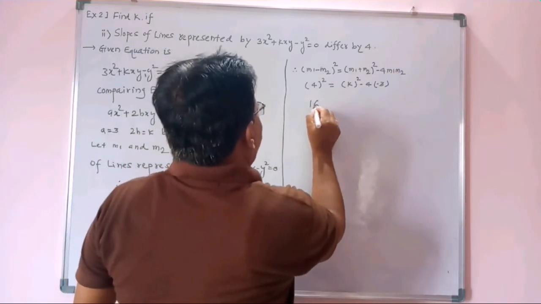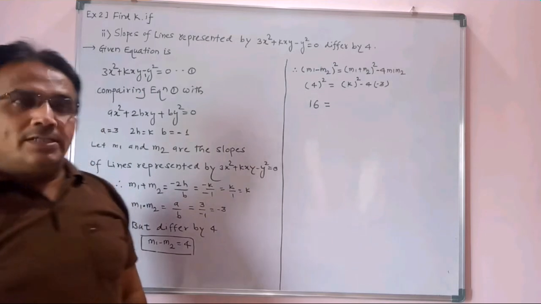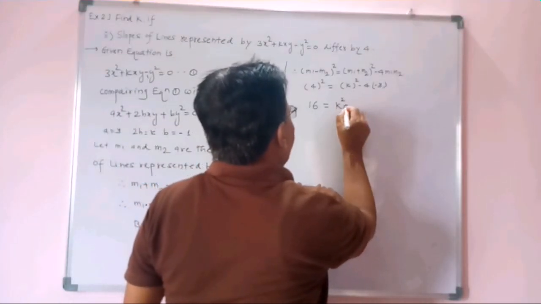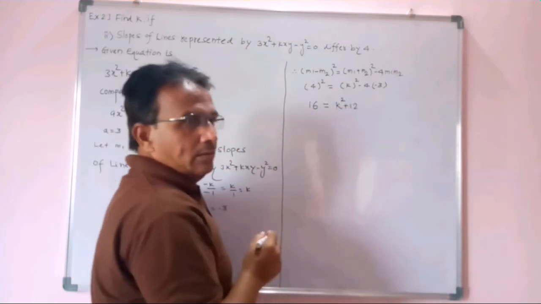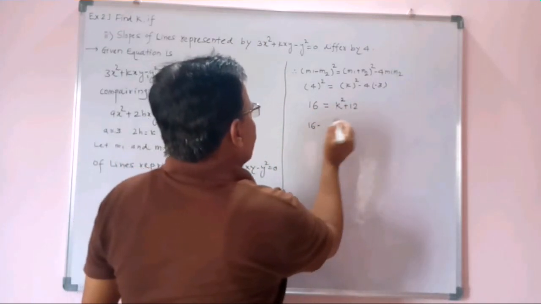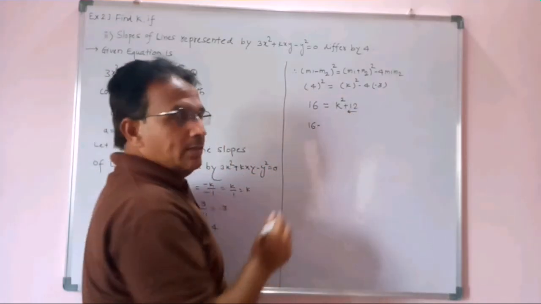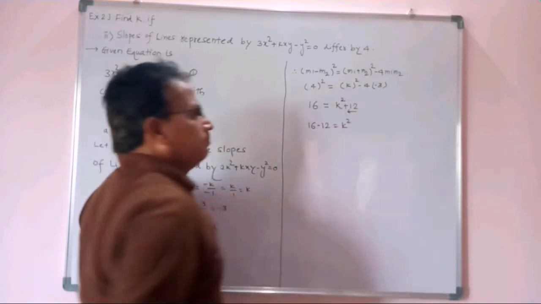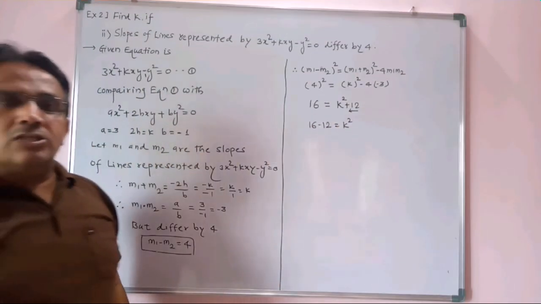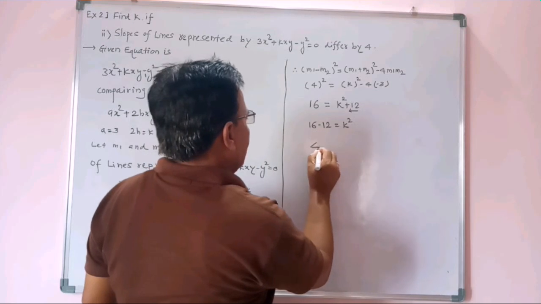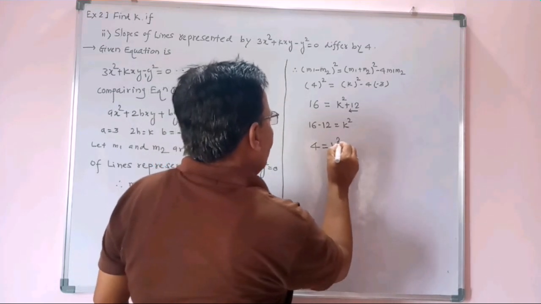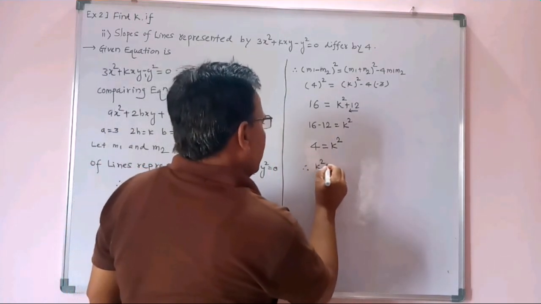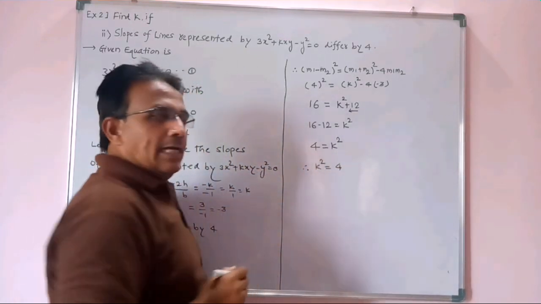Therefore, 4 square is 16, and k square minus 4 into minus 3. This product is plus 12. Therefore, 16 minus this 12, transposed to the left side, becomes minus 12. 16 minus 12 equals k square. 16 minus 12 is 4. 4 equals k square. Therefore, k square equals 4.